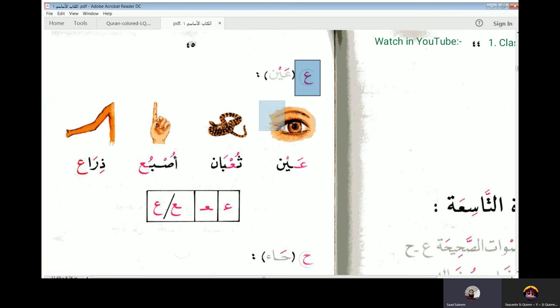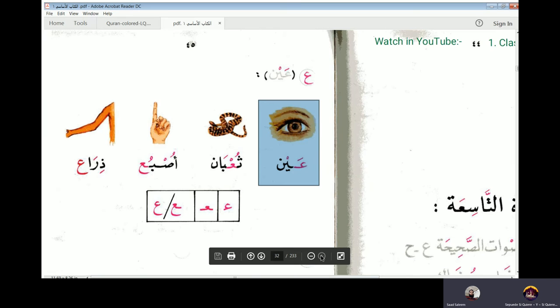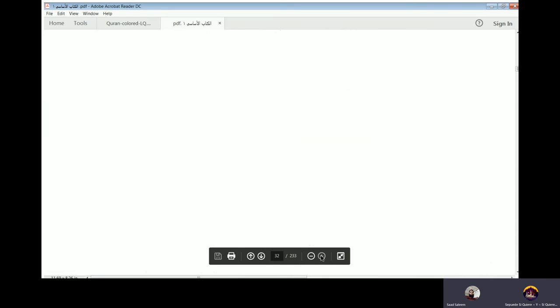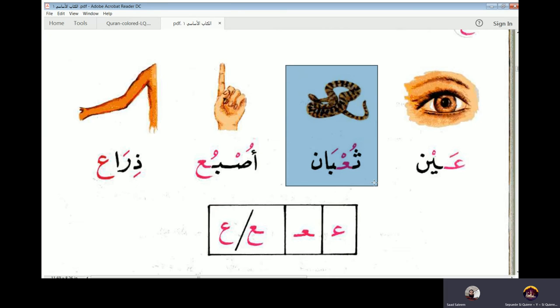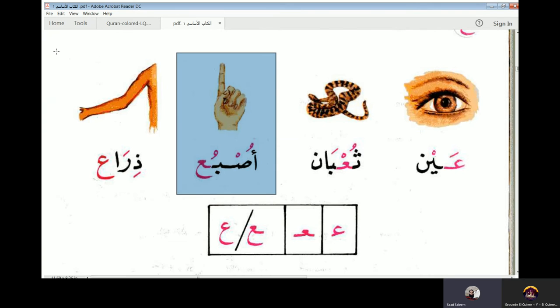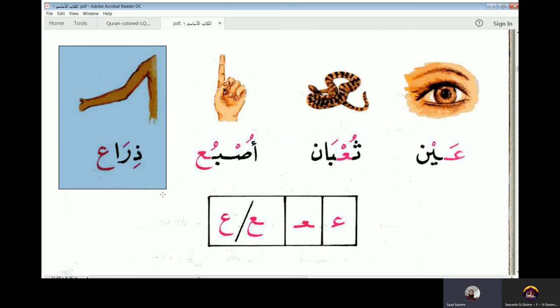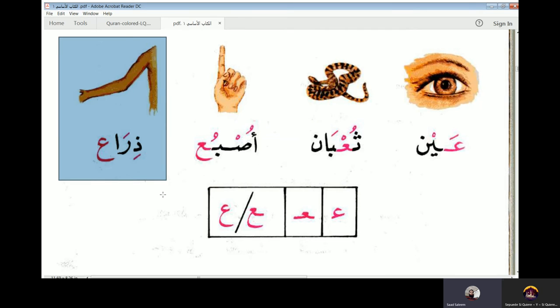Ain. So start reading it. Ain, an, tu, ban. Snake, turban, snake, whose book, finger. Your voice is not coming. Did you hear the finger? I heard the finger. Okay, you have missed one word.